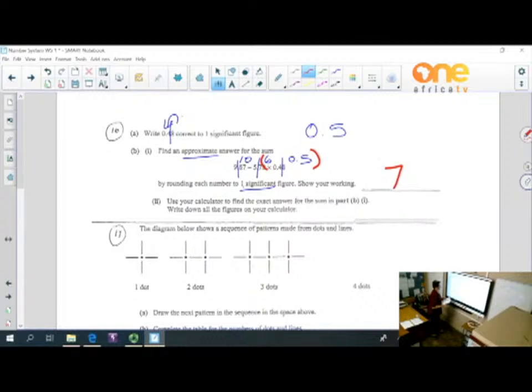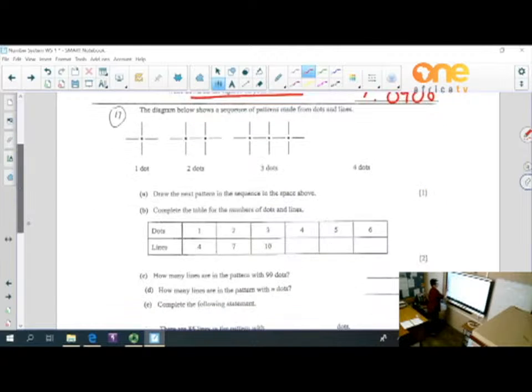And then calculate the exact value. So now on our calculators, we press 9.87 minus, and I'll use brackets there, 5.79 times 0.48, close, is equal to, and the answer is 7.0908, full calculator display. Can you see? I have to write down everything there.